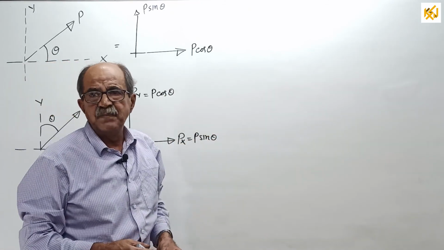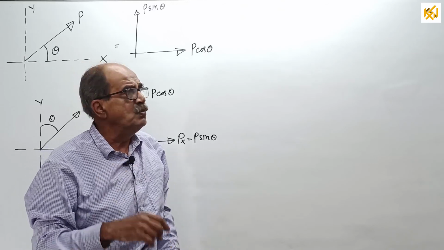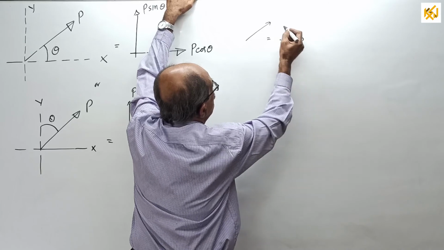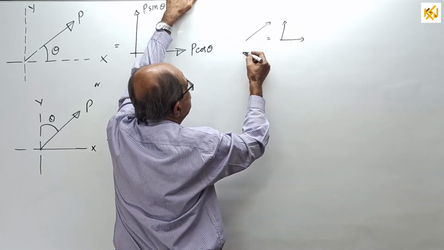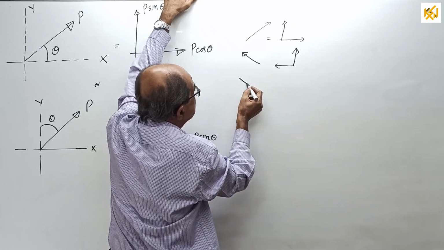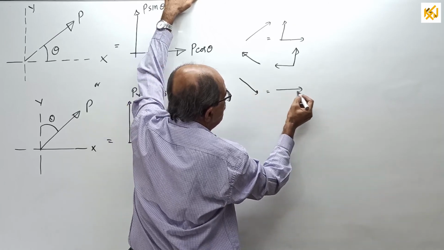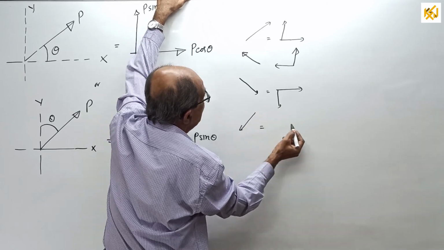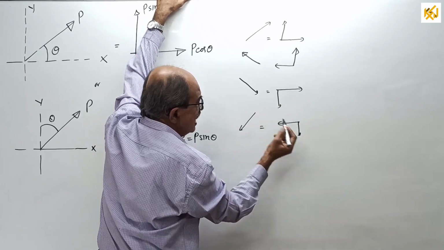Next class, examples will come, and also one more thing. If the force is this way, I told just now, the component will be like this. If the force is this way, the component will become this way. If the force is this way, the component will become like this. Whereas in the other case, this way. If the force is this way, the component becomes this way. This also I will explain.